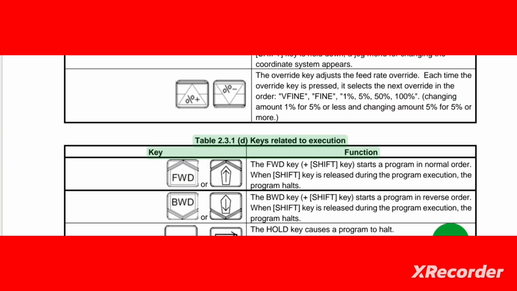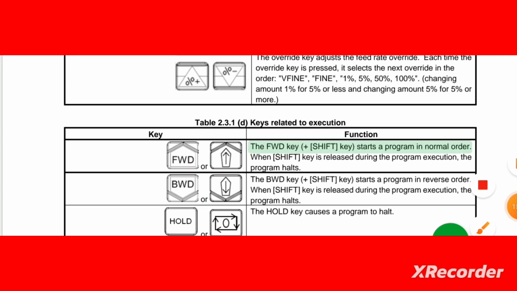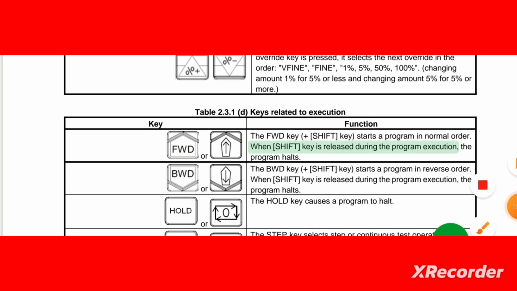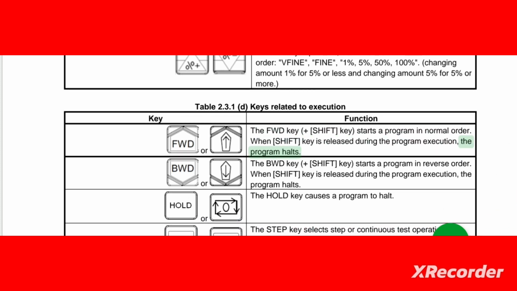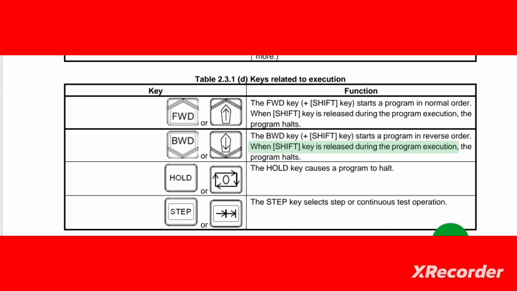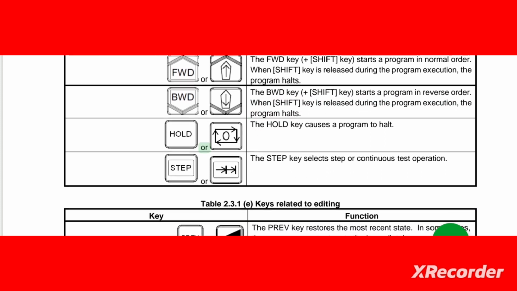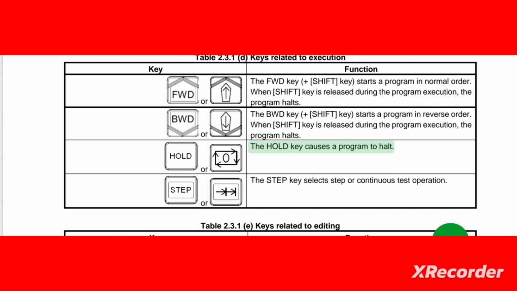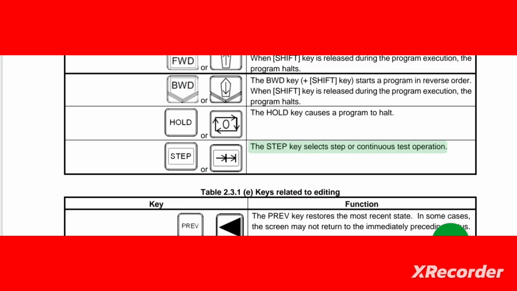Table 2.3.1d: Keys related to execution. Key function: the FWD key plus the shift key starts a program in normal order. When the shift key is released during program execution, the program halts. The BWD key plus the shift key starts a program in reverse order. When the shift key is released during program execution, the program halts. The hold key causes a program to halt, and the step key selects step or continuous test operation.